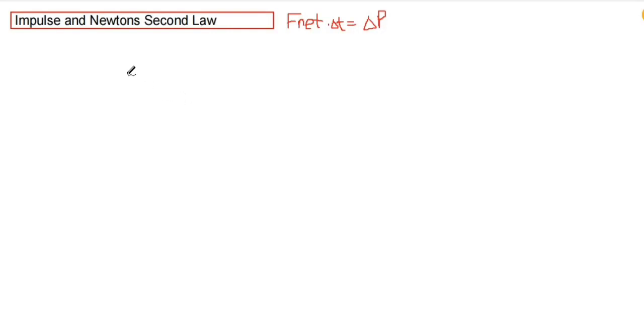Hello everyone, today we're looking at impulse and Newton's second law. The formula for impulse goes as follows. F net times change in time is equal to change in momentum. So what this means is this part over here, that is impulse. And this part over here, that is also equal to impulse because of this equal sign over here.